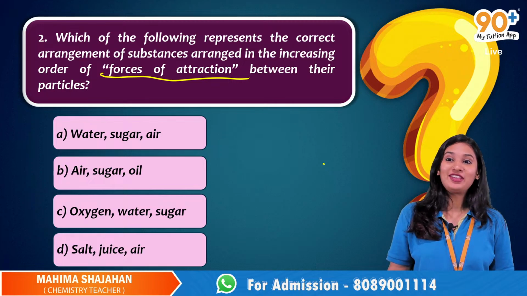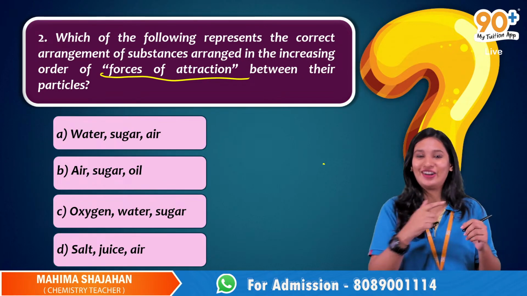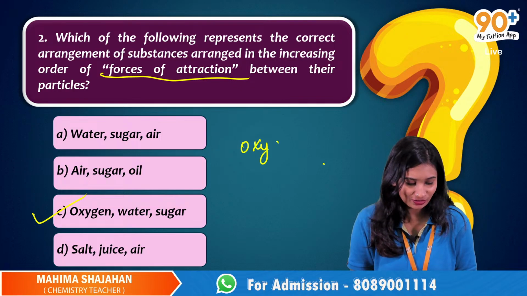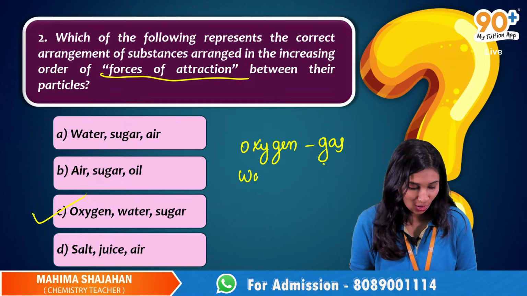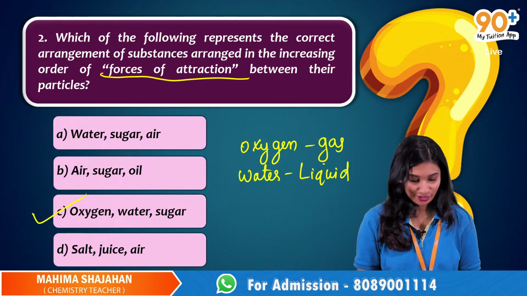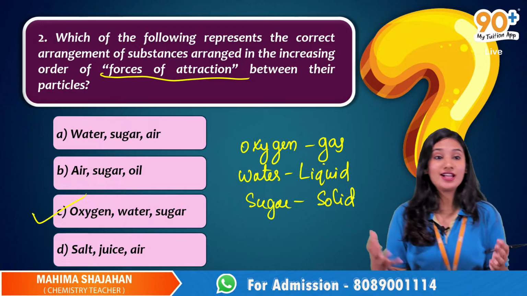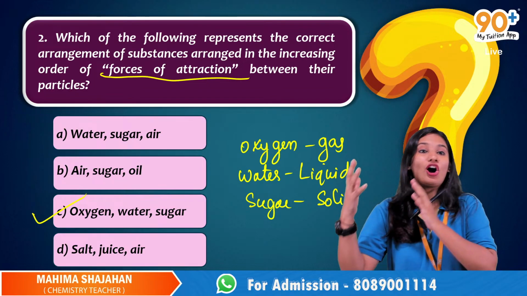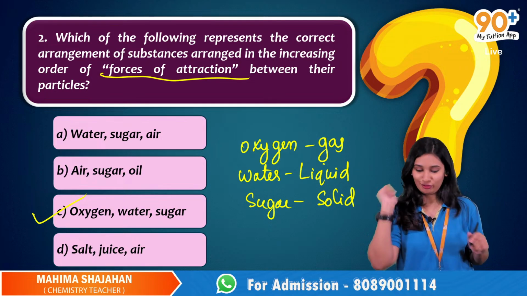We already have the answers in the comment box. Yes, very good. It's option C. Oxygen is a gas, right? What about water? Water is a liquid. And sugar is a solid. They've asked for the increasing order, and increasing order means small to big, right? So it will be oxygen, then water, and last sugar. Yes, very good.